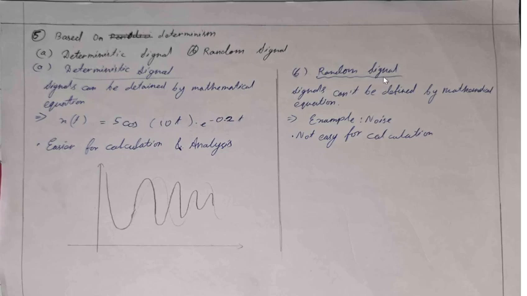Now the random signal. Signals can't be defined by a mathematical equation. Example, noise. Not easy for calculation. As it is not easy for calculation, the graph is also not easy to depict here.